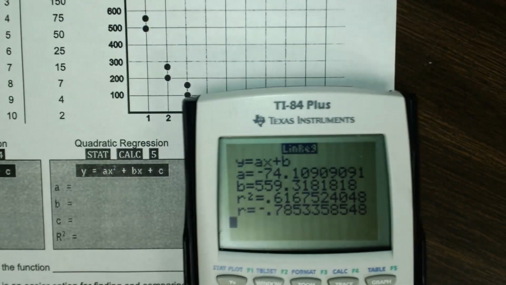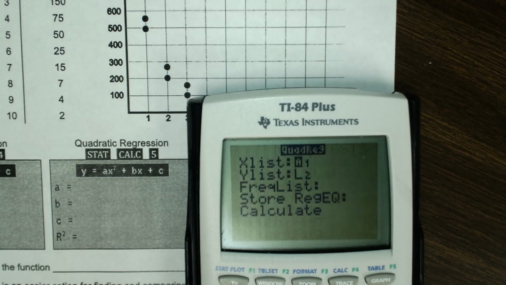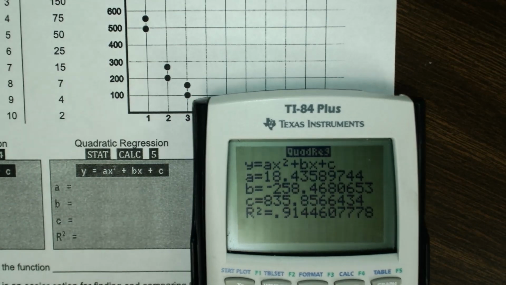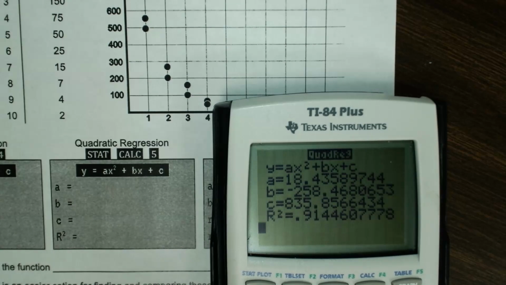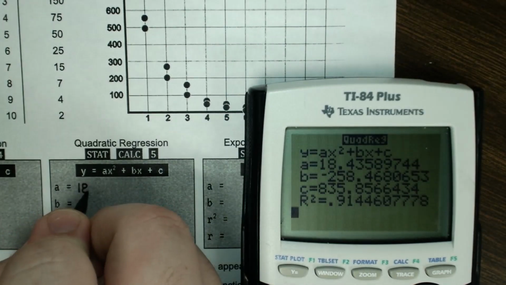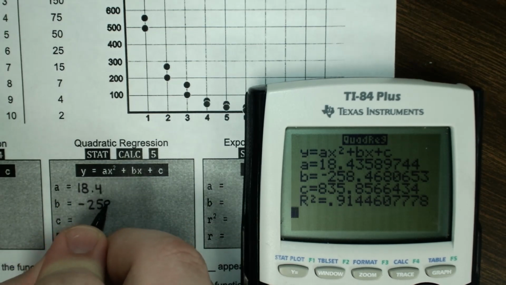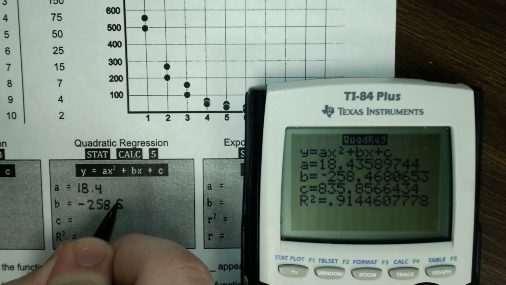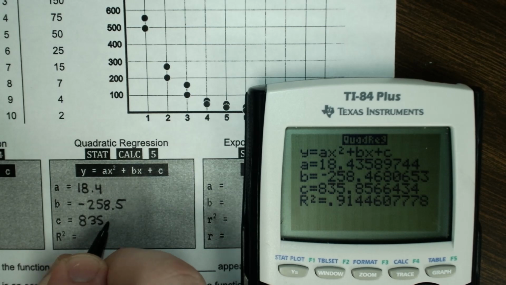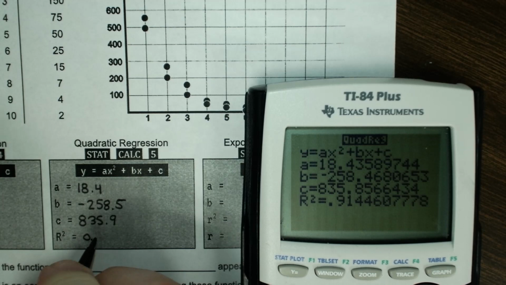Let's run the quadratic regression. Stat, calc, fifth option. Again, I'm just going to round these off to the nearest 10th. For the first three, we get A is 18.4. B is negative 258.5, bless you. And C is 835.9. And then R squared is 0.914.